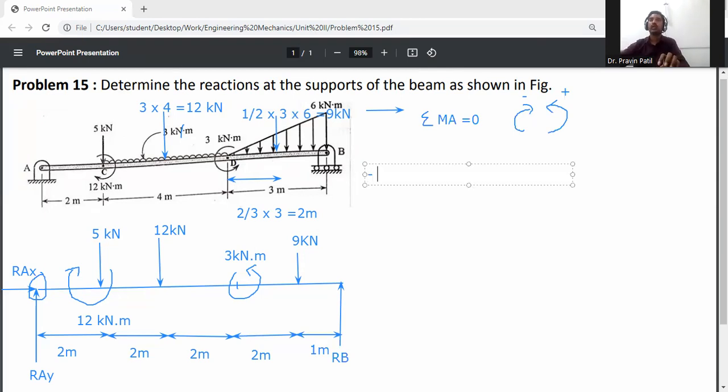So it will be clockwise direction, it is minus 5 into the perpendicular distance 5 to A. This distance is 2 meters. This distance is 2 meters. Okay.